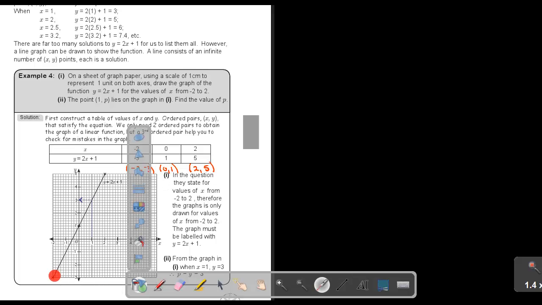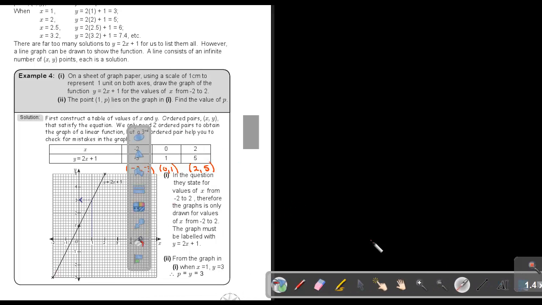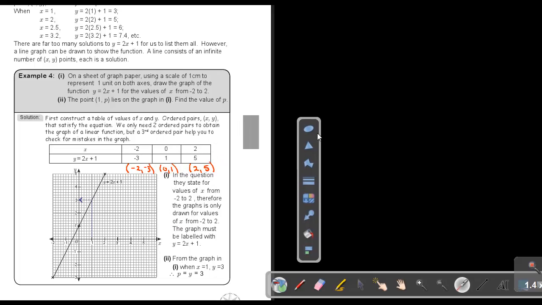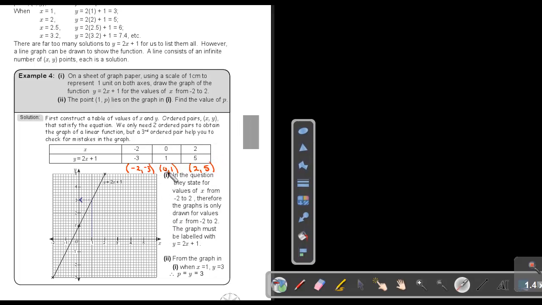So make your small cross there. The next one, let's just move this apart. So move this. Okay. So the next one, it will be 0 and 1. So there I plot it. And the next one will be 2 and 5. And I plot it there. And then draw a straight line through those 3 points. Use a ruler because it's a straight line.